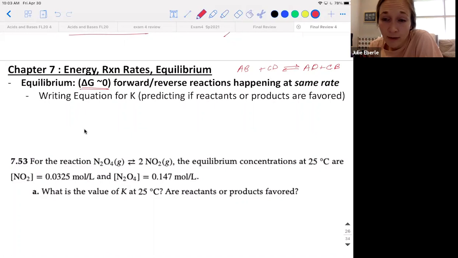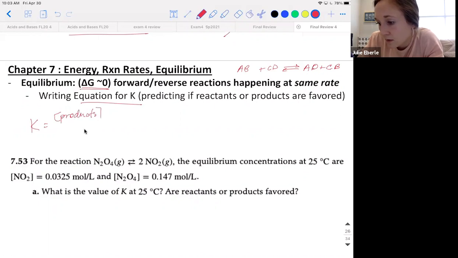That doesn't mean you have equal amounts of your reactants AB and CD, and that they're equal to the concentrations of AD and CB. That just means that your rates are the same. Okay, we can write K for these kinds of reactions and any process at equilibrium. So K would be, it's always the concentration of the products over the concentration of the reactants. And you raise them to the power of their coefficients.